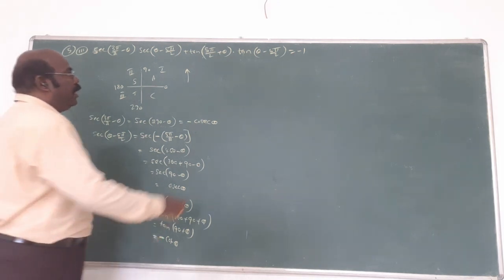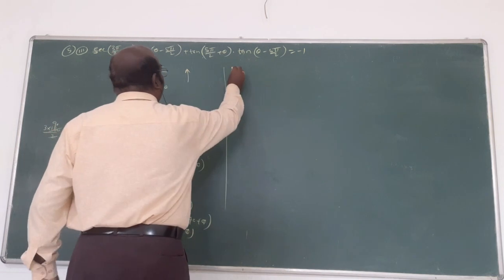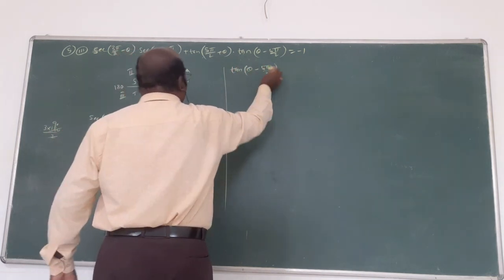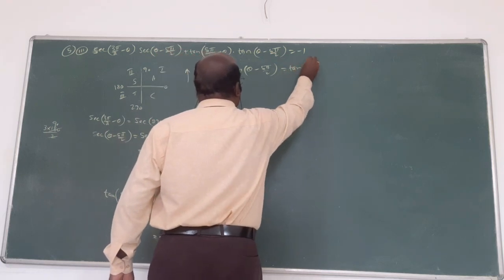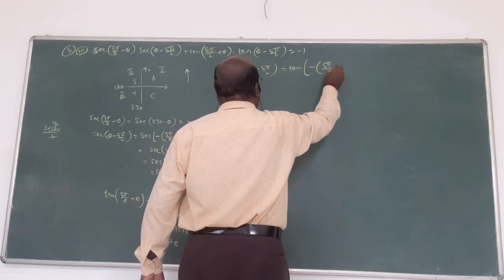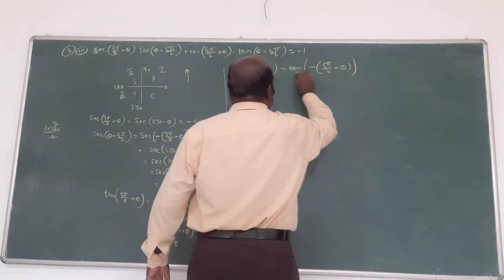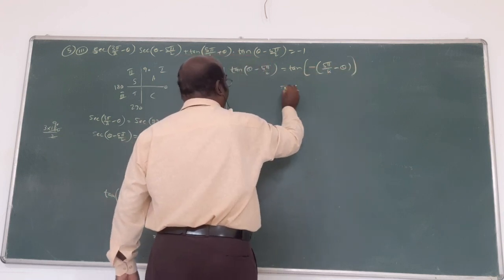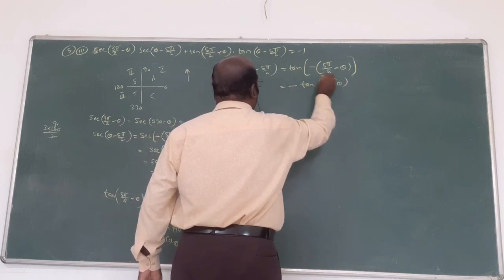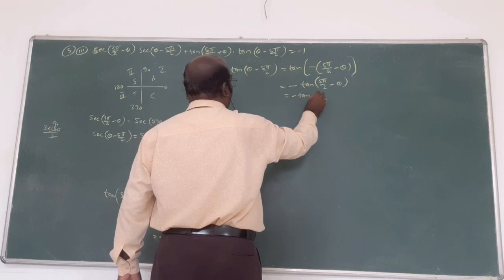Am I right? The next one is tan of (theta minus pi by 2). Already told you, this is tan of minus. First we get the angle, that's the quadrant, then the minus. But tan of minus is what? Minus tan of something, because this is called an odd function. Am I right?